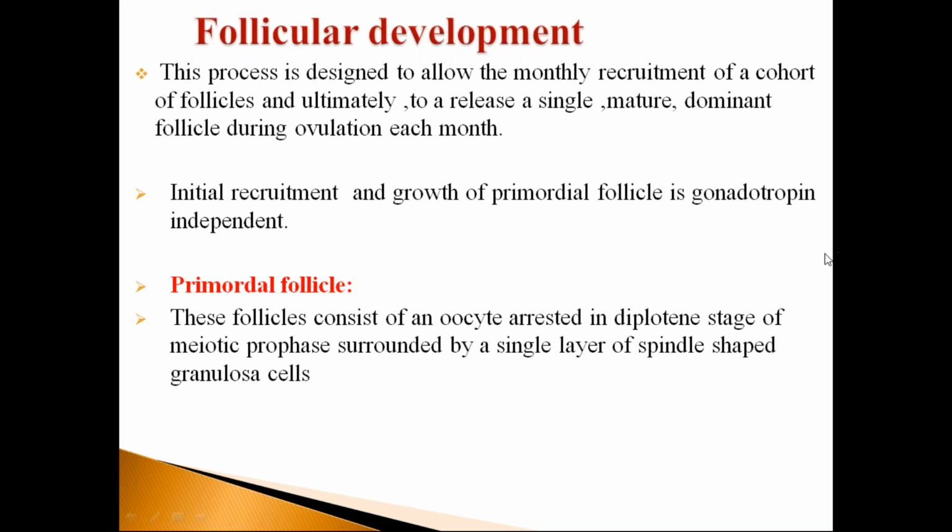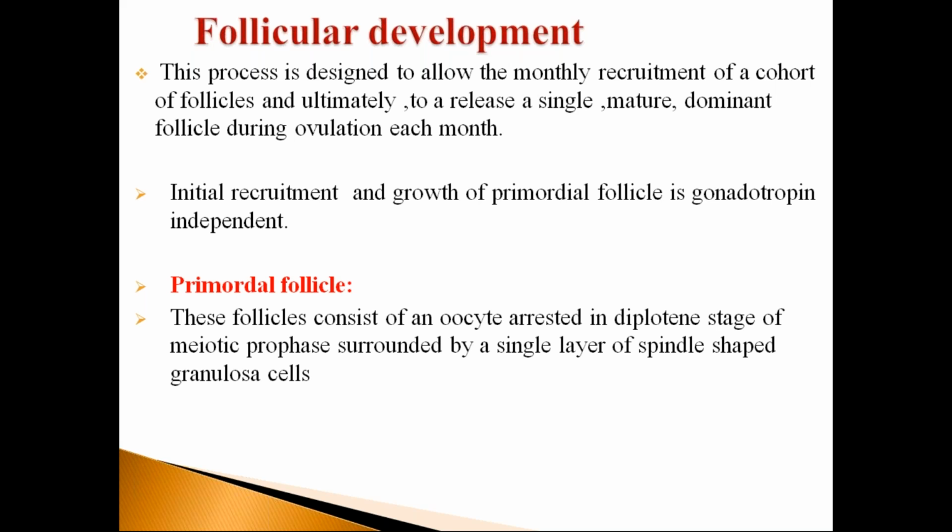So initial recruitment and growth is not under the control of gonadotropins. Therefore, up to the secondary follicle stage, it is gonadotropin independent. Coming to the stages of follicle, it starts with the primordial follicle. A primordial follicle usually consists of an oocyte, which is arrested in the diplotene phase of meiotic prophase, meiosis 1 prophase. This oocyte is surrounded by a single layer of flat granulosa cells.